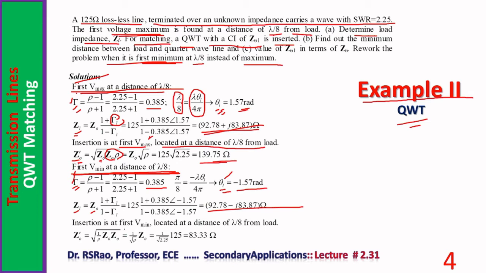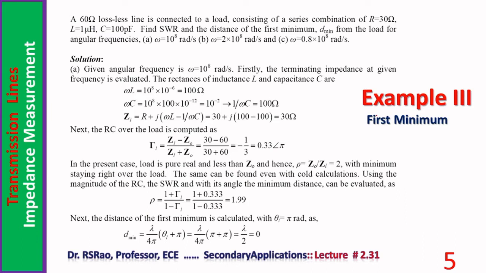Here in the second case, insertion is at the first voltage minimum. Therefore, Z0 prime is the line impedance at the point of insertion. It is a minimum, therefore it becomes Z0 by rho multiplied by Z0, which is the line's characteristic impedance. It gives 83.33 ohms. We consider another problem, example 3. It is set around the first voltage minimum, or we can say it is set on the standing wave pattern property.